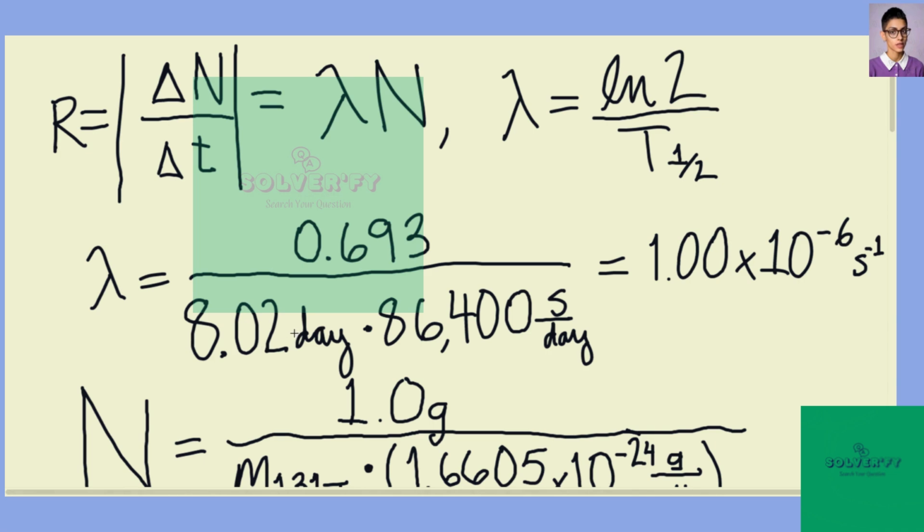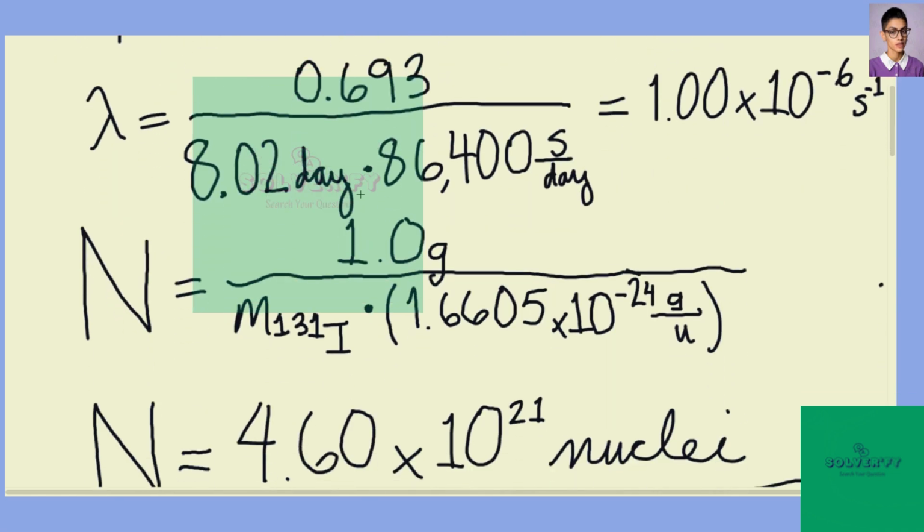8.02 days. The relationship to find the decay constant from half-life is the natural logarithm of 2 over the half-life, the time of half-life. And in our case, it's just over 8 days. Decay constants, to answer our question, need to be in terms of seconds. So we're going to convert our half-life from days into seconds using that 86,400 conversion factor.